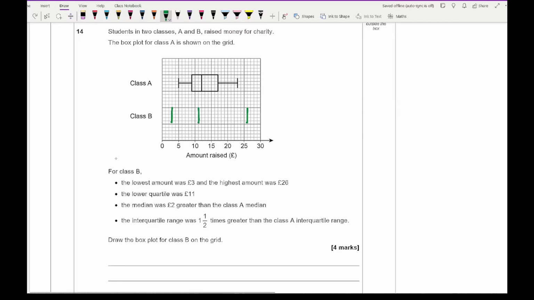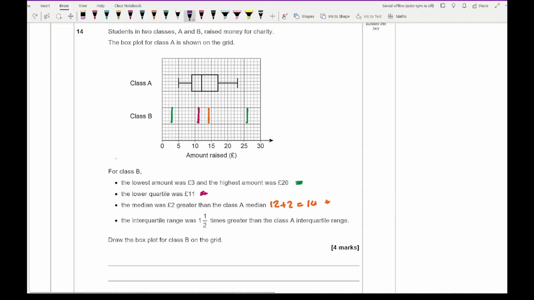Let me just do these in different colours so you can see which ones I've done and where. Now it should be using a ruler, but again, just to save a bit of time, I'm not doing that. The median was £2 greater than class A. Well, the median was 12 for class A, so that's going to be 12 plus 2, which is 14. So that's going to be there.